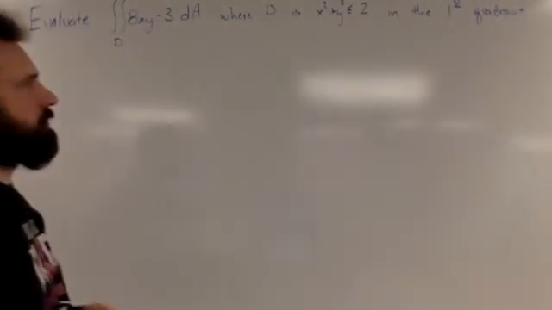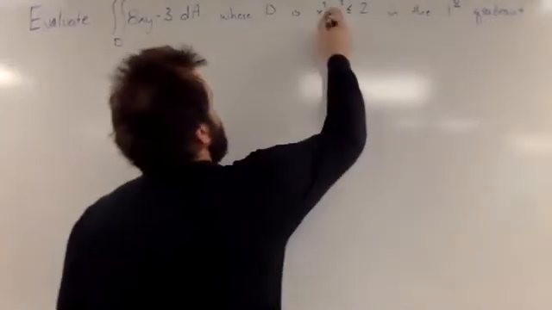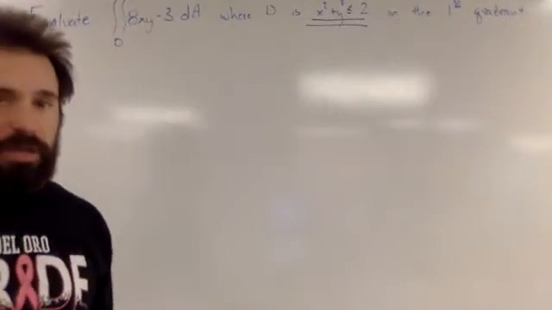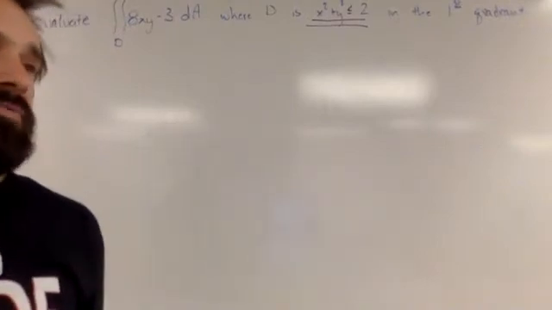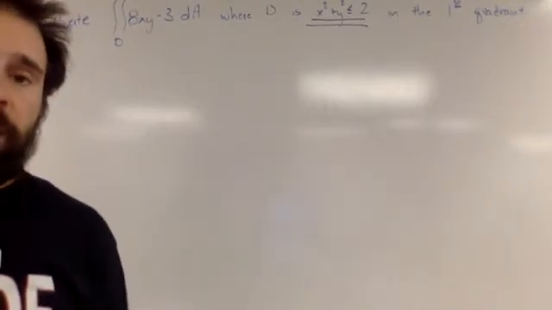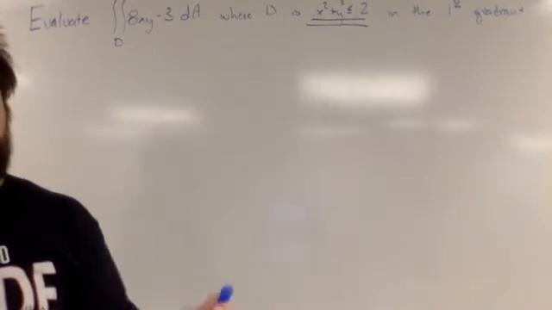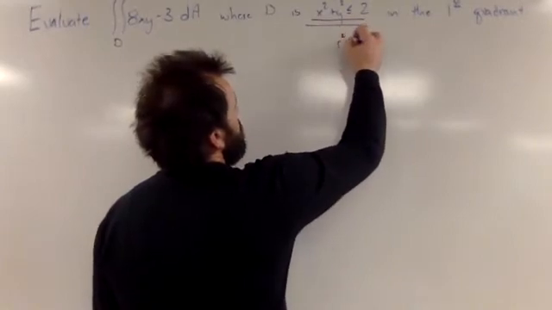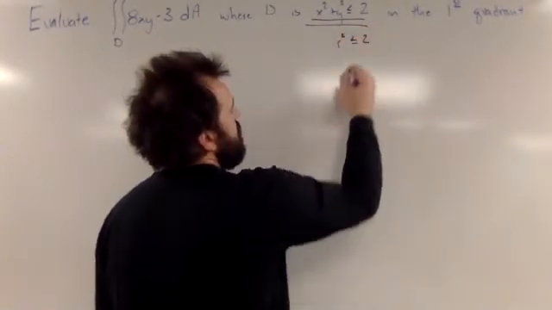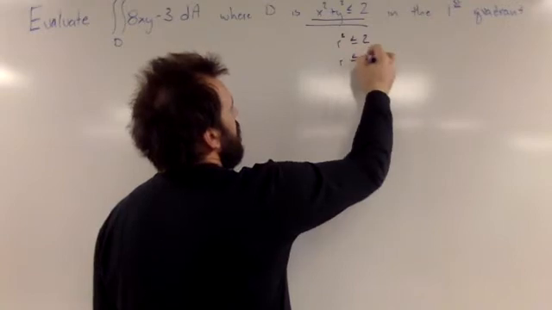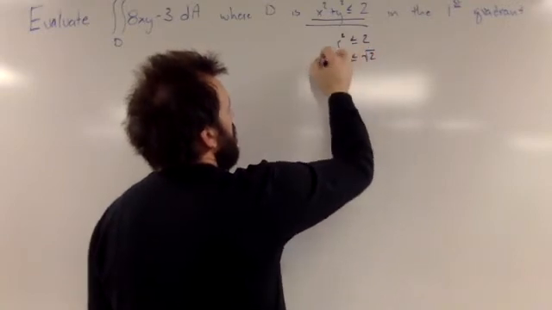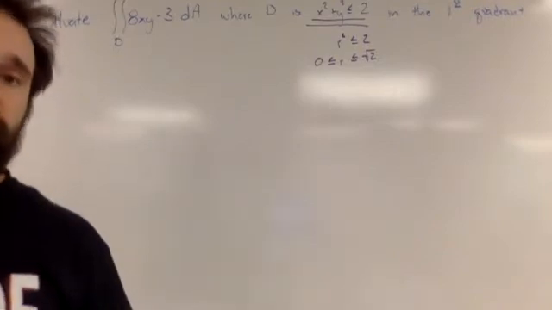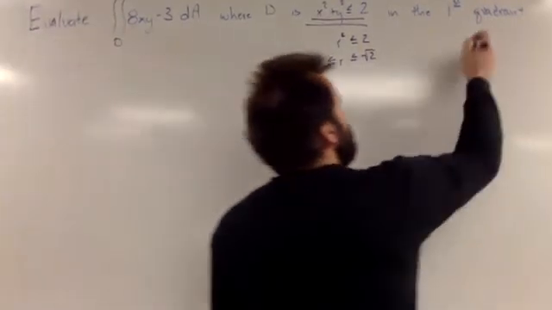So what I noticed here is I'm looking at a disk in the xy plane that has a radius of square root of 2. That's telling me that I want to convert this into a polar representation, because I can write this as r squared is less than or equal to 2, so that I can get bounds for r. So I know that my r value needs to go from 0 to the square root of 2.